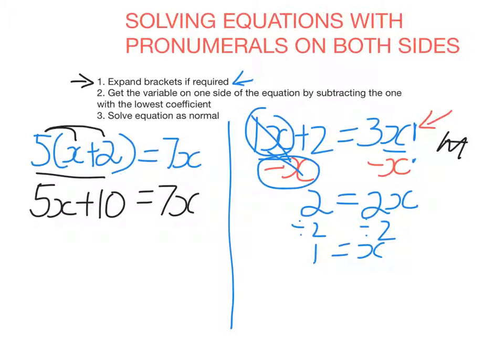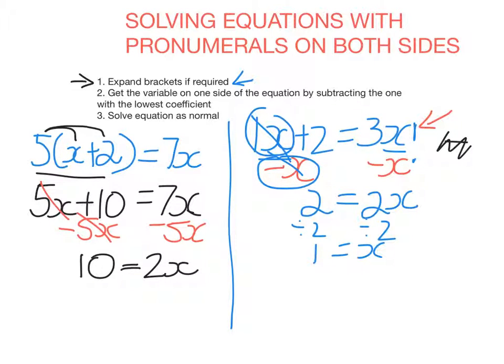I want to get x to one side of the equation, and I do that by subtracting the x with the lowest number in front. Obviously the x with the lowest number in front is 5x. So I subtract 5x from both sides. 5x minus 5x is 0, so I'm just left with 10 on this side of the equation. 7x minus 5x is 2x. Then, of course, I divide each side by 2, and I get x equals 5, or 5 equals x. How easy was that? Now we're going to look at a worded problem. Please pause and copy down these examples if you need them.